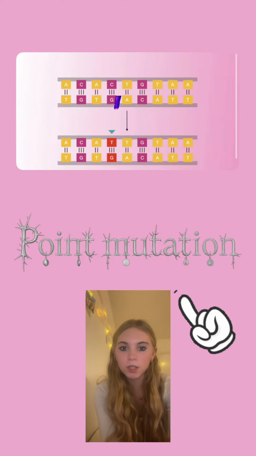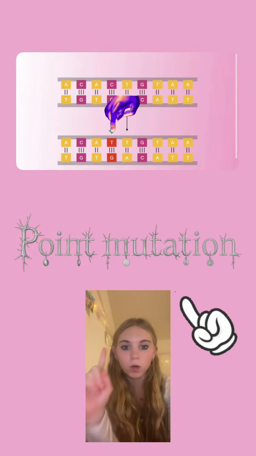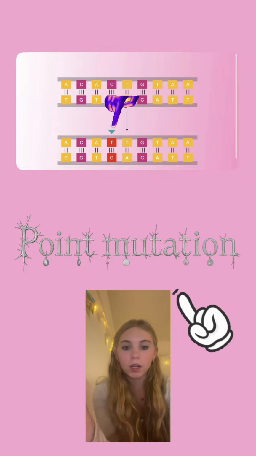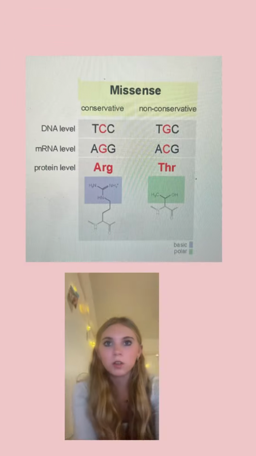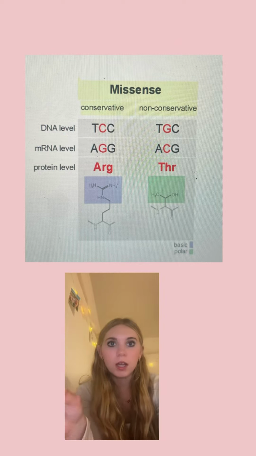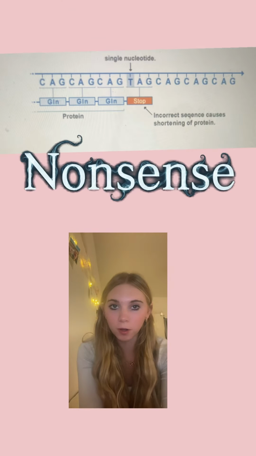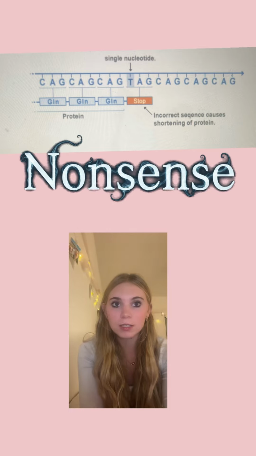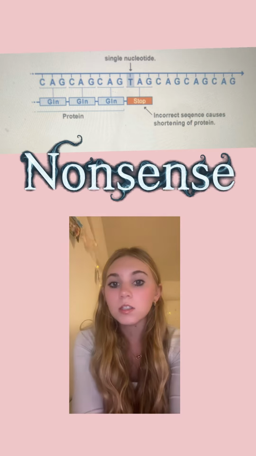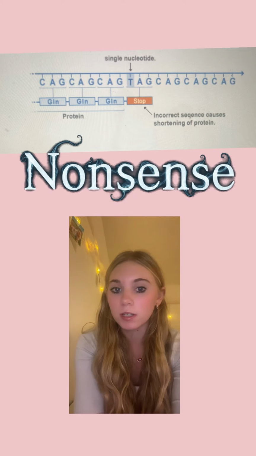So the first type of mutation we're going to be discussing is a point mutation, which affects just one nucleotide, and there are going to be a few types. So first we have a missense mutation, which changes one amino acid in a protein, and this can alter its function. Now we have a nonsense mutation, which changes a codon into a stop codon, ending its translation early. This usually creates a non-functional protein, like in certain cases of cystic fibrosis.